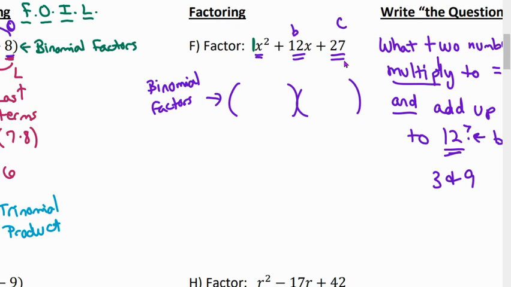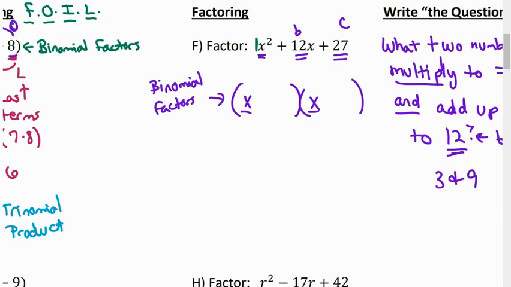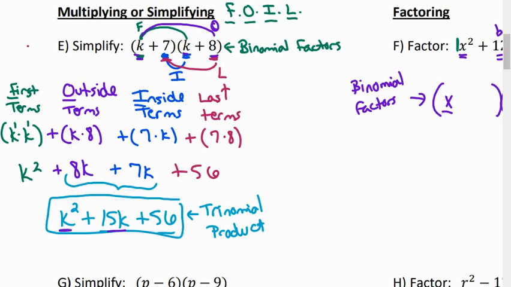So how could we get the first term to be an x squared? Well, what would we have to multiply here and here together to get x squared in the first place? What would have to be in those blanks? What times what would equal x squared? x. x times x is x squared. Just like over here, where did the k squared come from? By multiplying k times k.